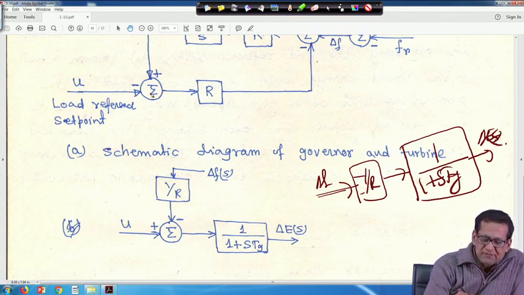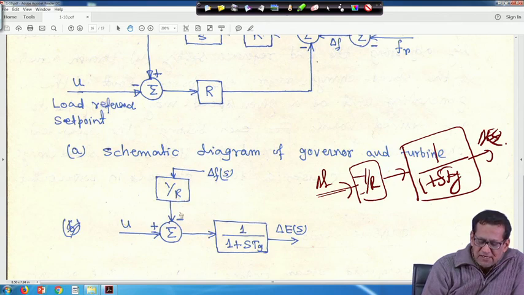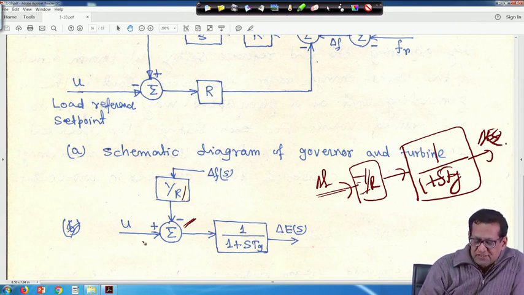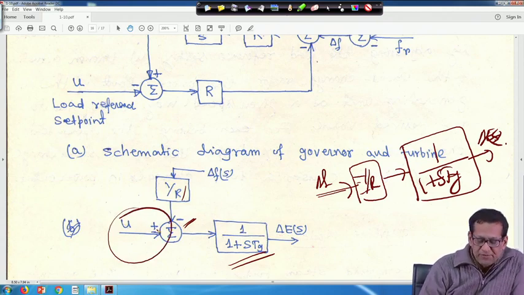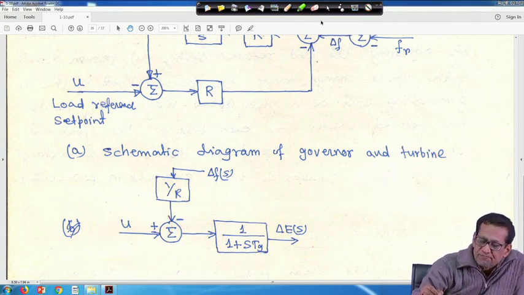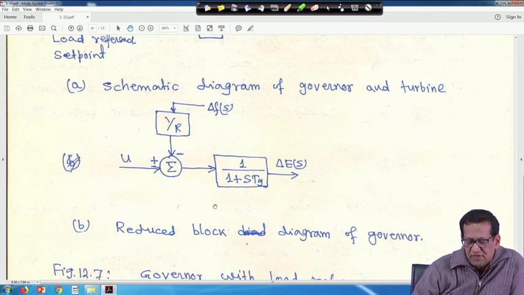Now, as this u has been added here, that is the load reference set point. So, this block diagram actually is minus 1 upon R, because of this minus feedback, 1 upon R is here, this is delta f and this is u. If you go for block diagram reduction, you will get this one, only this u will be added here. So, that u feedback will be there, the load reference set point. This is the meaning of this, actually this is the reduced block diagram for the governor.